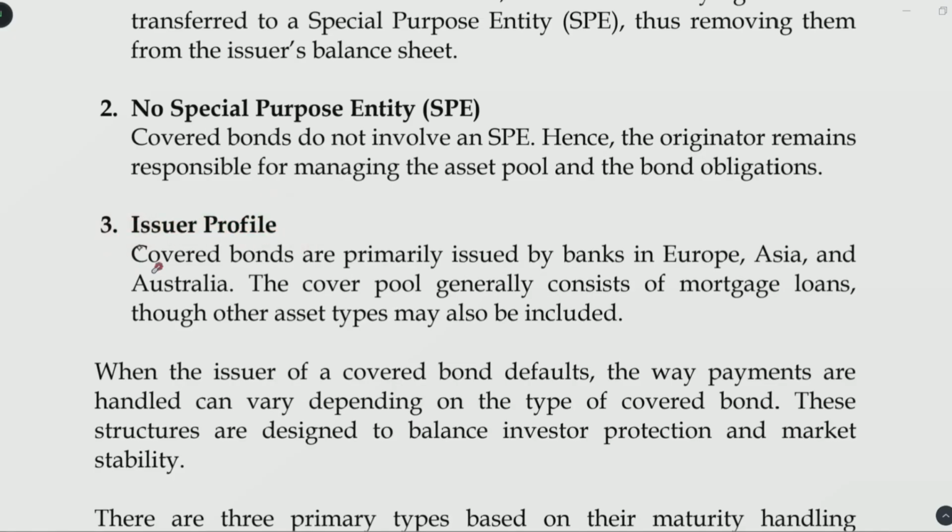Issuer profile. Covered bonds are primarily issued by banks in Europe, Asia and Australia. The cover pool generally consists of mortgage loans, though other asset types may also be included.